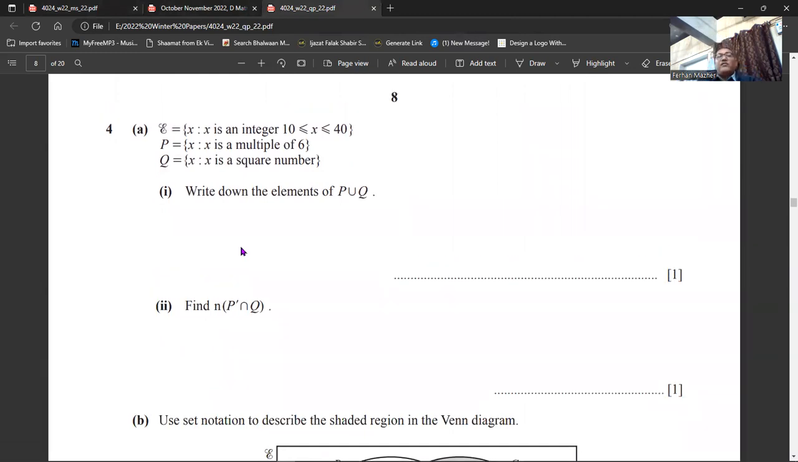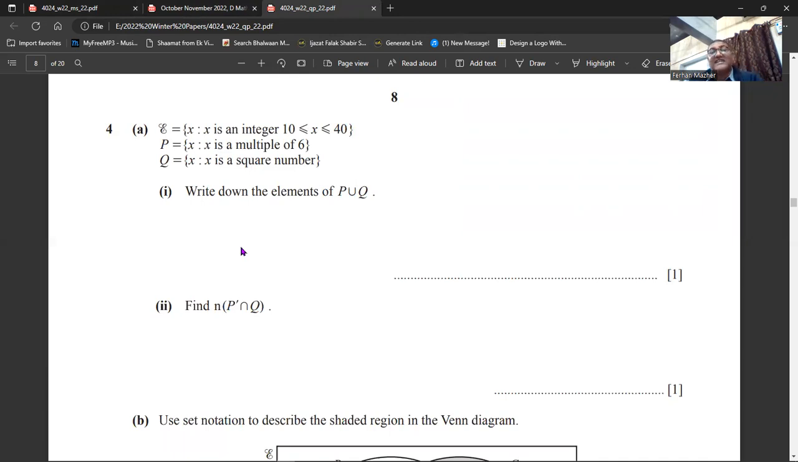Okay, my dear students, now we are on question number 4. He says the universal set is x such that x is an integer, where x is greater than or equal to 10 and less than or equal to 40. So it is like 10, 11, 12, 13, 14, 15, 16, 17, 18, 19, 20, 21, 22, 23, 24, 25, 26, 27, 28, 29, 30, 31, 32, 33, 34, 35, 36, 37, 38, 39, and 40.